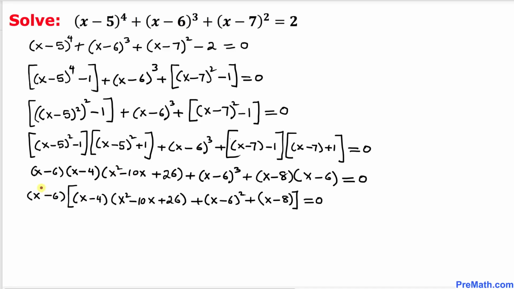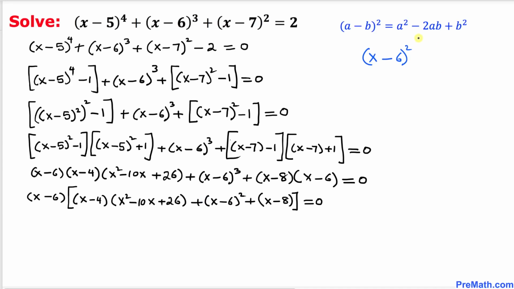And here I have factored out x minus 6 outside, and the rest is inside this bracket. And now let's focus on this part, x minus 6 squared. I have just copied it down over here. And now let's go ahead and expand this binomial by using this formula. So this could be written as x squared minus 12x plus 36.